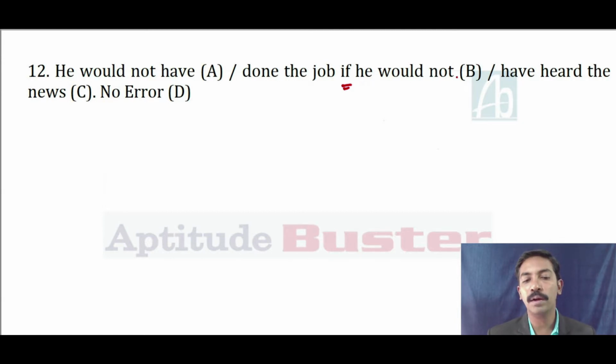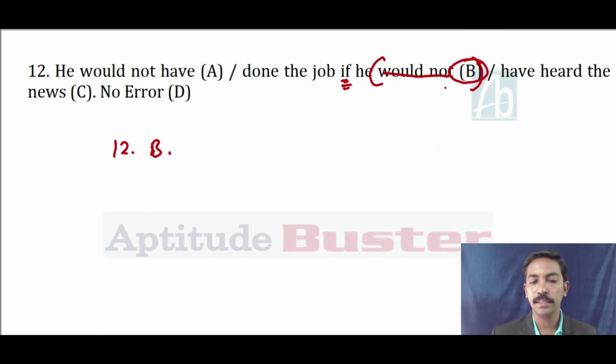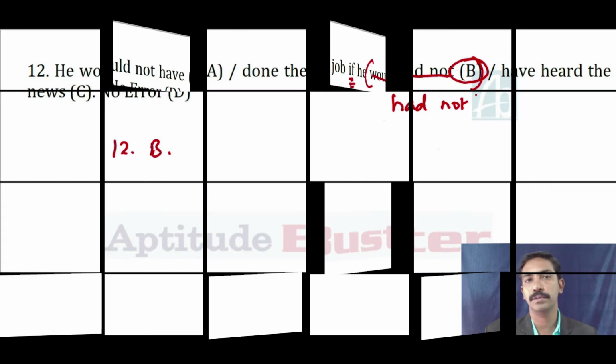If he would not have heard, you can be very sure the error lies in segment B, because we will never use the word would after if. Make it very simple. If clause can take only simple present tense, or simple past tense, or past perfect. Therefore, what could be the correction here? The answer is B. The correction is, if he had not heard the news.